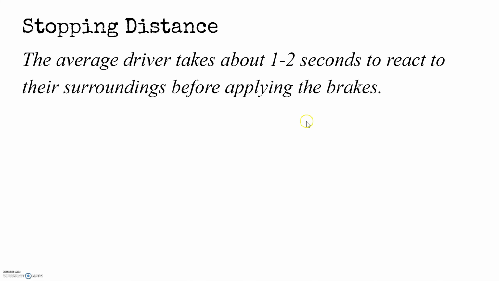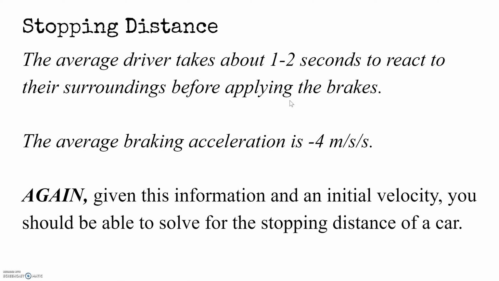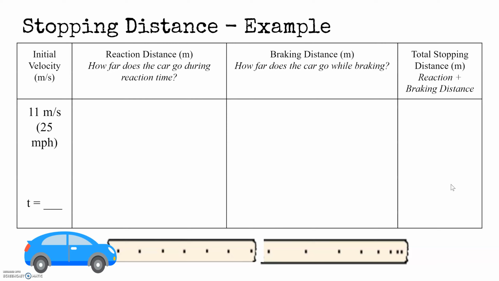The average driver takes about, again, 1 to 2 seconds to react to their surroundings before they apply their brakes, just like we talked about with stopping time. And as we know, the average braking acceleration is -4 meters per second per second. If we're given this information and initial velocity, they should be able to solve for the total stopping distance for a car. Let's look at one of these examples. Again, I'm just going to use my 25 miles per hour or 11 meters per second initial velocity to help us better understand how to calculate a stopping distance.